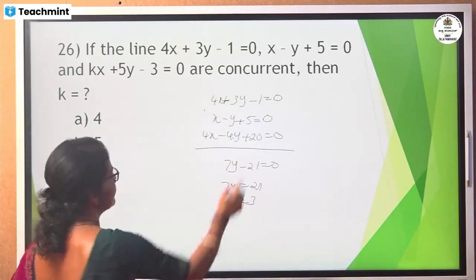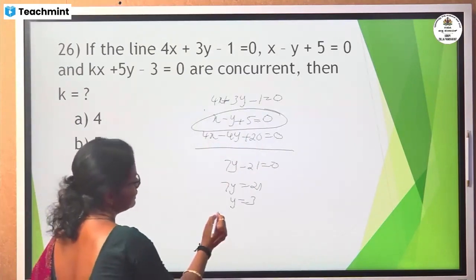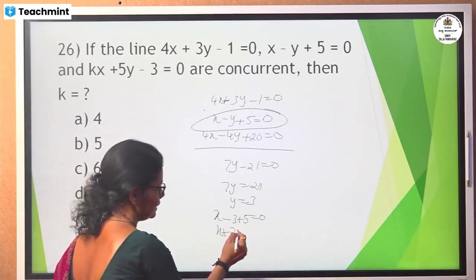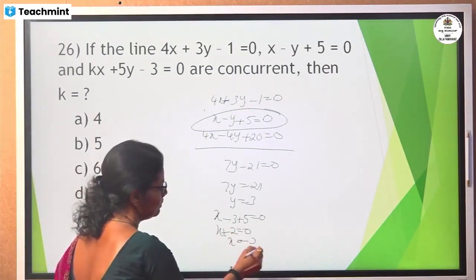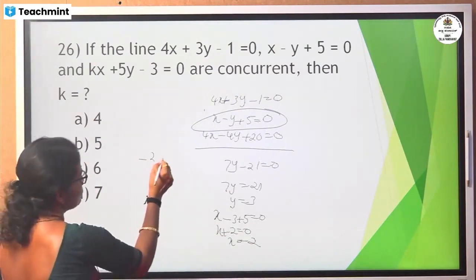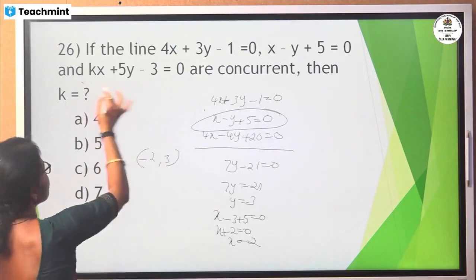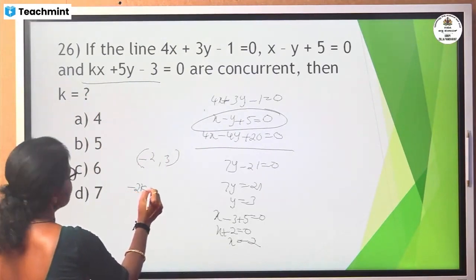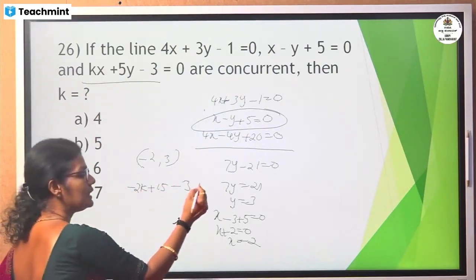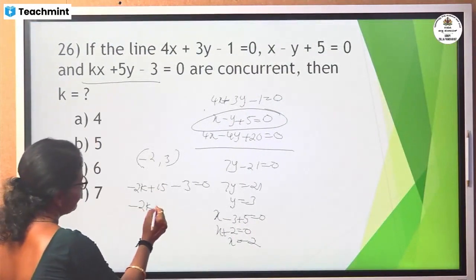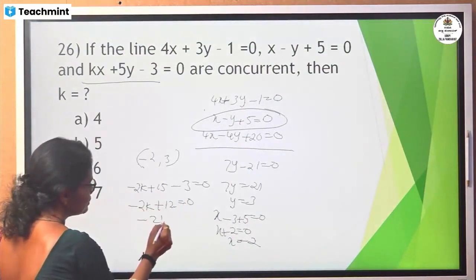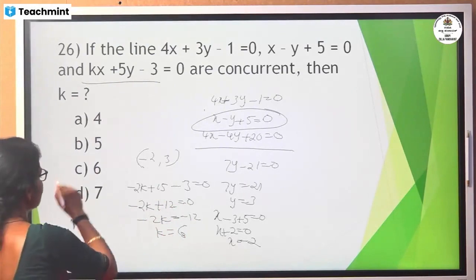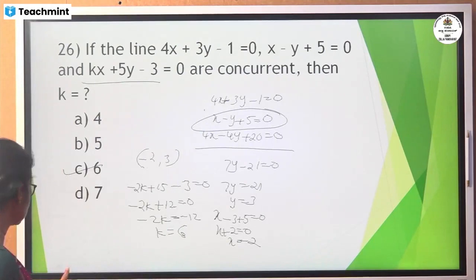Now substitute in any one of the equations. We'll substitute y equal to 3 here. So x minus 3 plus 5 equal to 0. So x plus 2 is 0, x is equal to minus 2. So we got x value minus 2, y value 3. Substitute this point in the equation which contains k and simplify. That is minus 2k plus 5 times 3 is 15, minus 3 equal to 0. Minus 2k plus 12 equal to 0. Minus 2k is minus 12. k is equal to 6. So option C holds good.